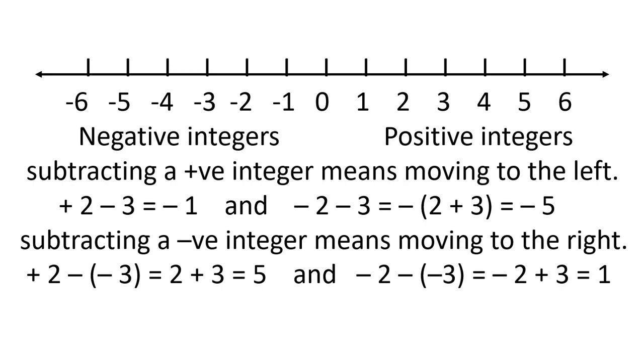So what has happened? You have again moved to the right, because you have taken out the negativity. You have subtracted the negative integer. That's why you have reduced the negativity, you have increased the positivity, so you have moved to the right.